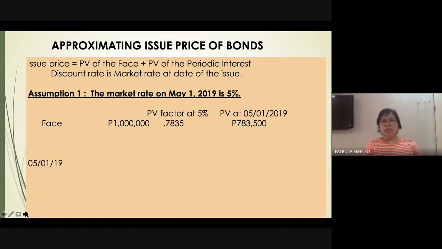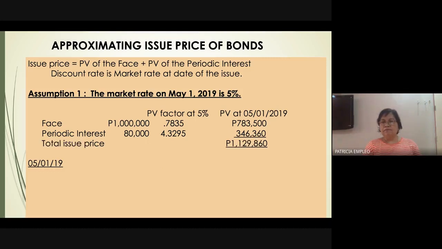783,500. The periodic interest that will be paid annually on these bonds is based on the nominal rate. So that is 1 million times the nominal rate of 8%, which is 80,000. But 80,000 is to be paid annually for 5 years. And therefore, the PV factor that we will use is based on table 4, present value of ordinary annuity. So the present value of ordinary annuity at 5% for 5 periods is 4.3295, such that the present value of 80,000 to be paid annually for 5 years is 346,360. Such that the total issue price of the bonds is above face value of 1 million.